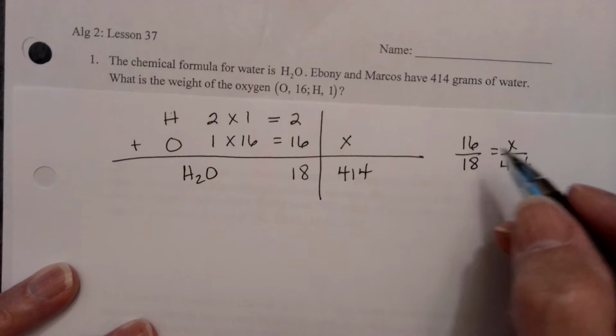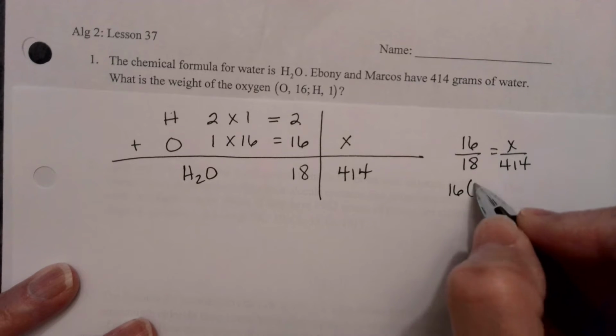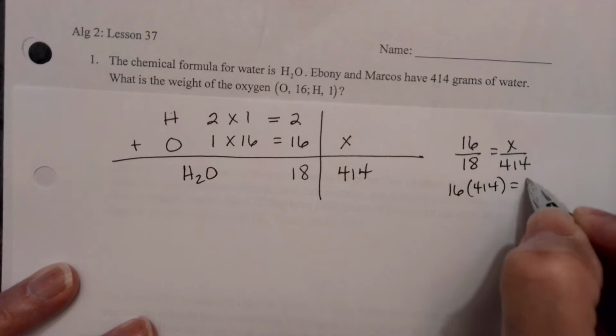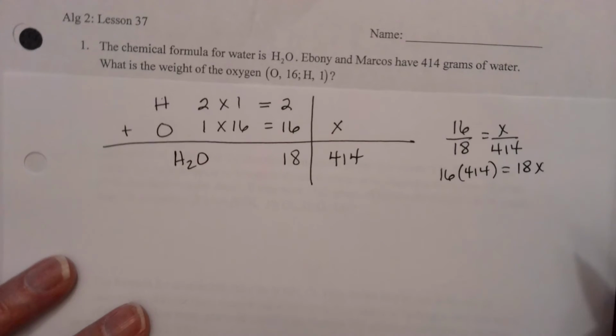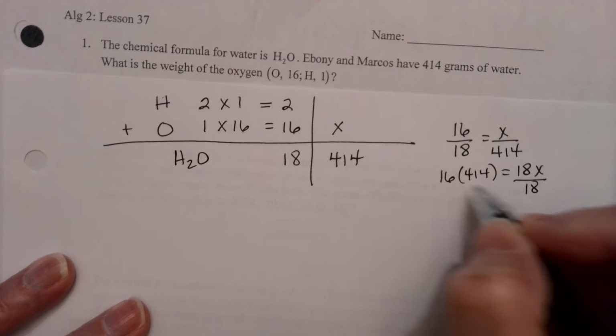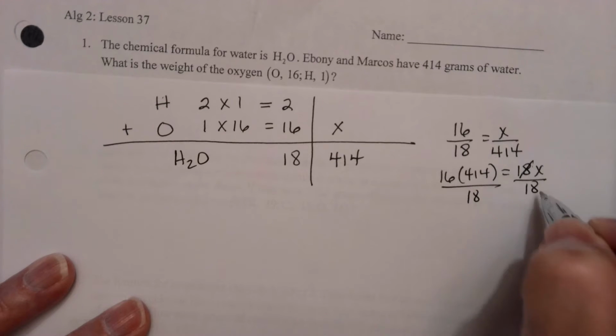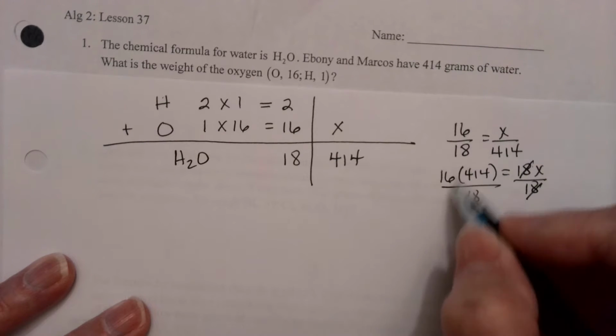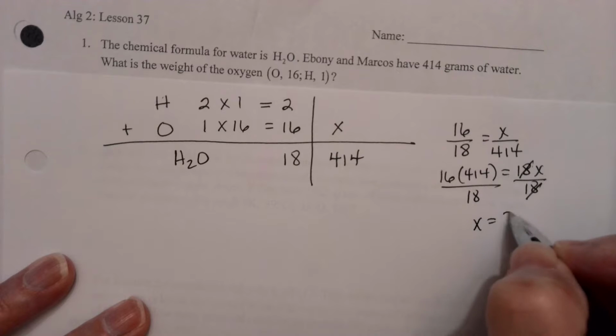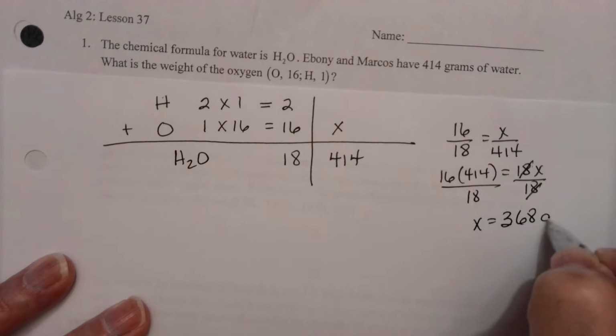You're going to cross multiply. You'll have 16 times 414 equals 18 times X. Then you'll divide both sides by 18. Okay, and when you do this math right here, you'll get 368 grams.